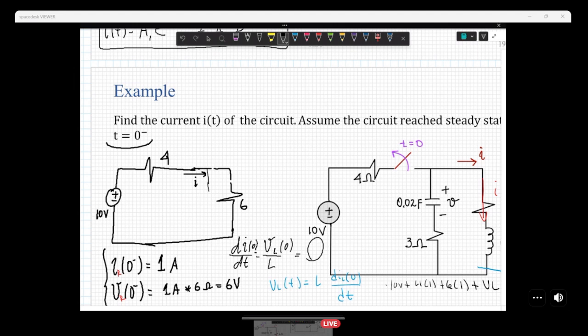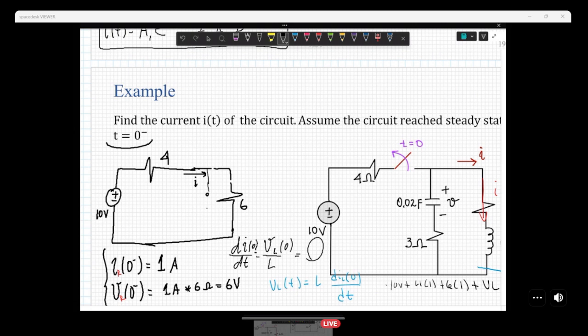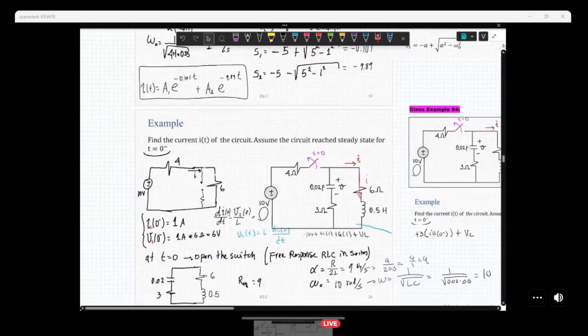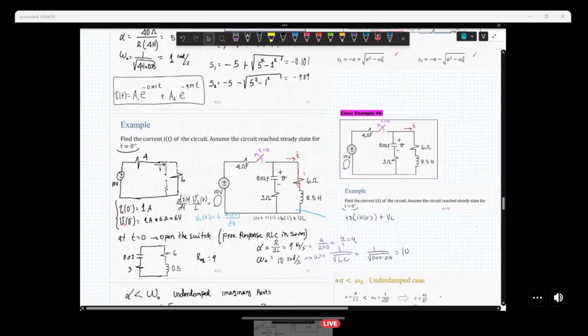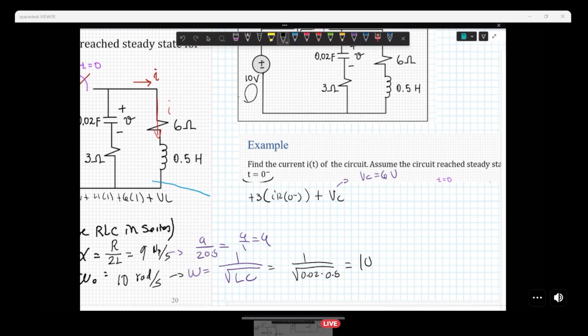But wait. Yeah, because this will be open like this, in parallel with the 6 ohm resistor. Yes, it should just be 6 volts then. Yes. Thank you. Okay. This is sloppy, but I'm just going to try to get through this problem, and tomorrow we can do more problems that are neater.